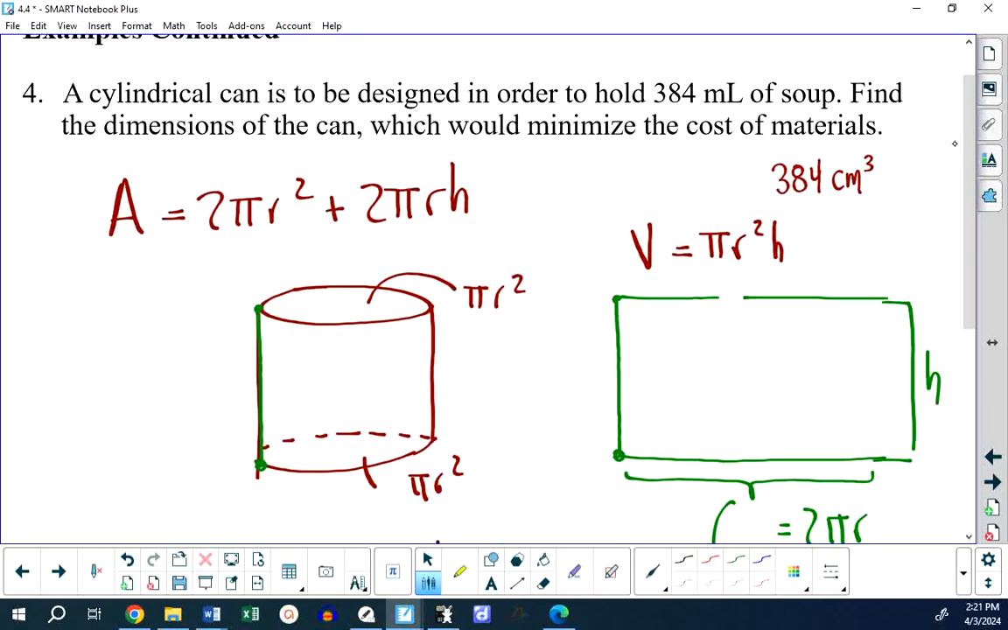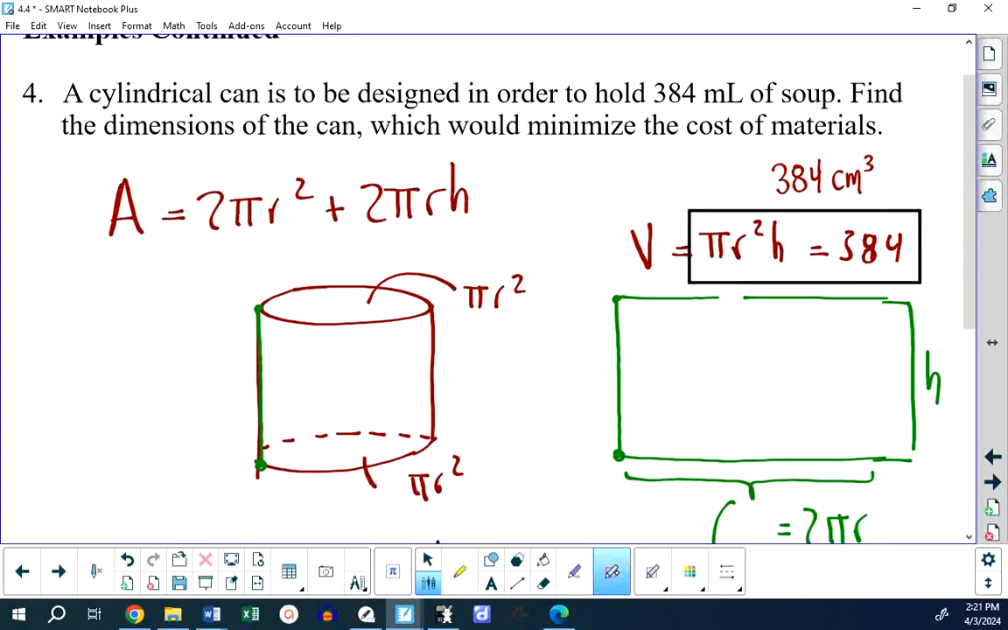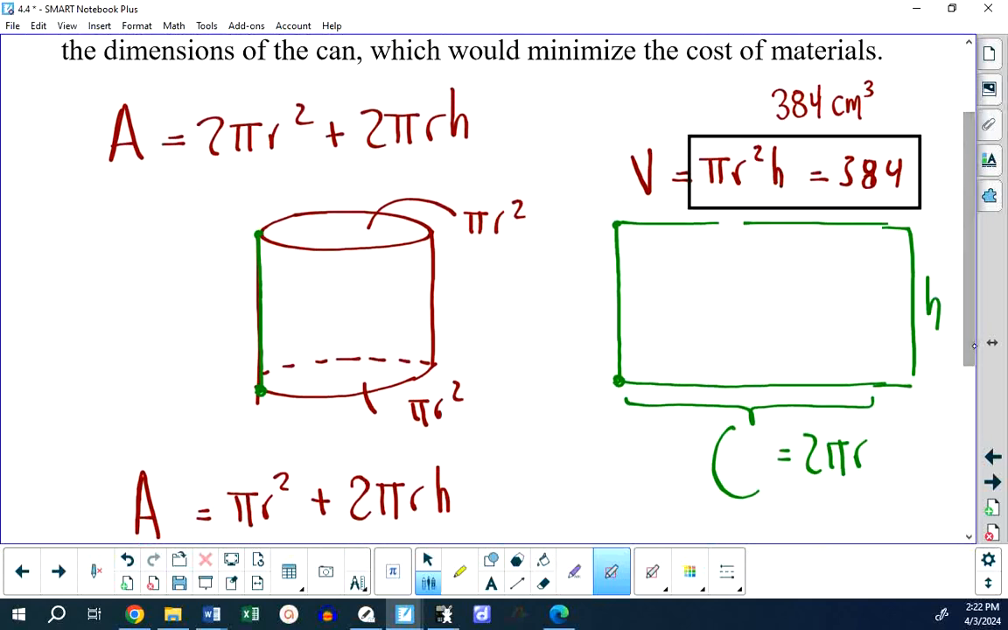And this pi r squared h is equal to 384, which is your equation of constraint. It doesn't matter how tall the can is or what the radius of the can is. They have to multiply together, pi r squared h, to give 384. Well, let's not nitpick. There's got to be a bit of error in there, and there's other issues, but actually there probably doesn't have to be error in there. I don't think we want error in there.